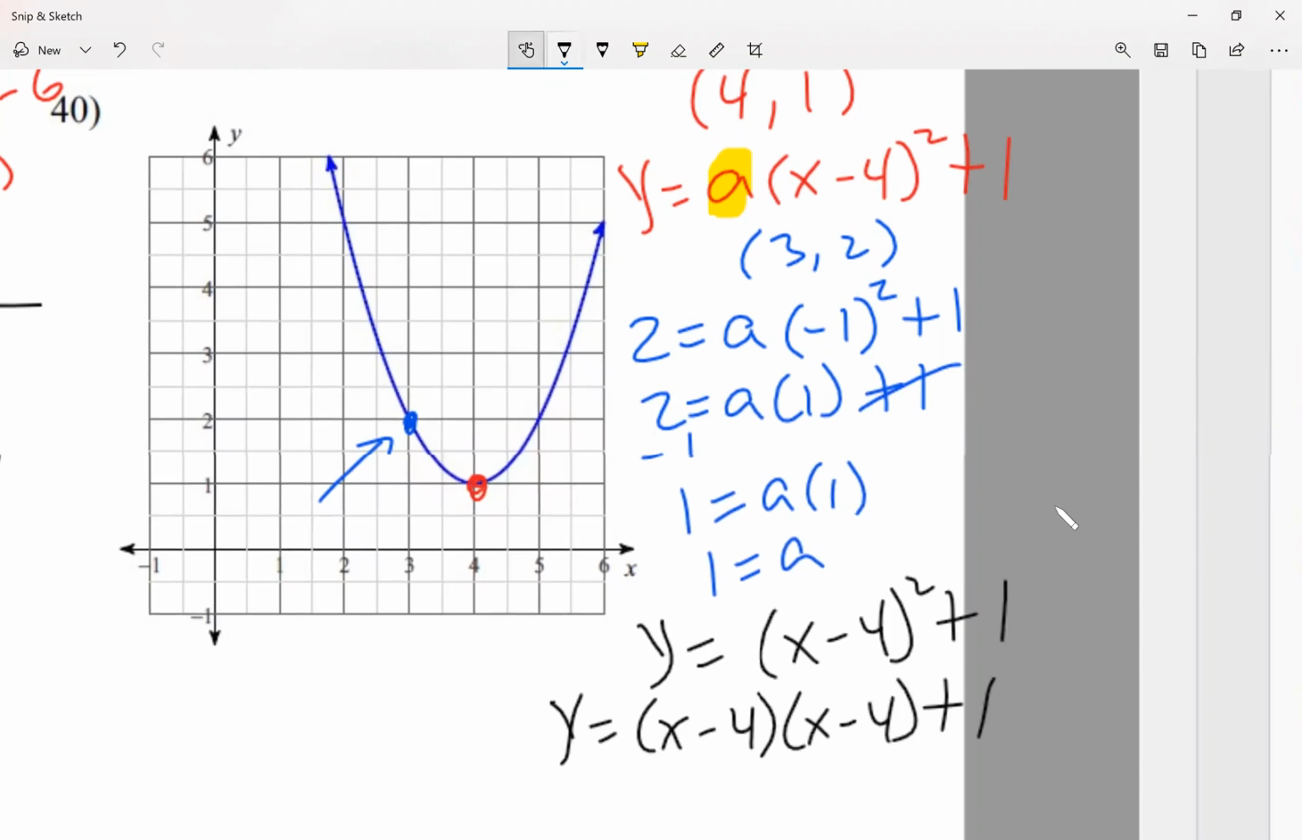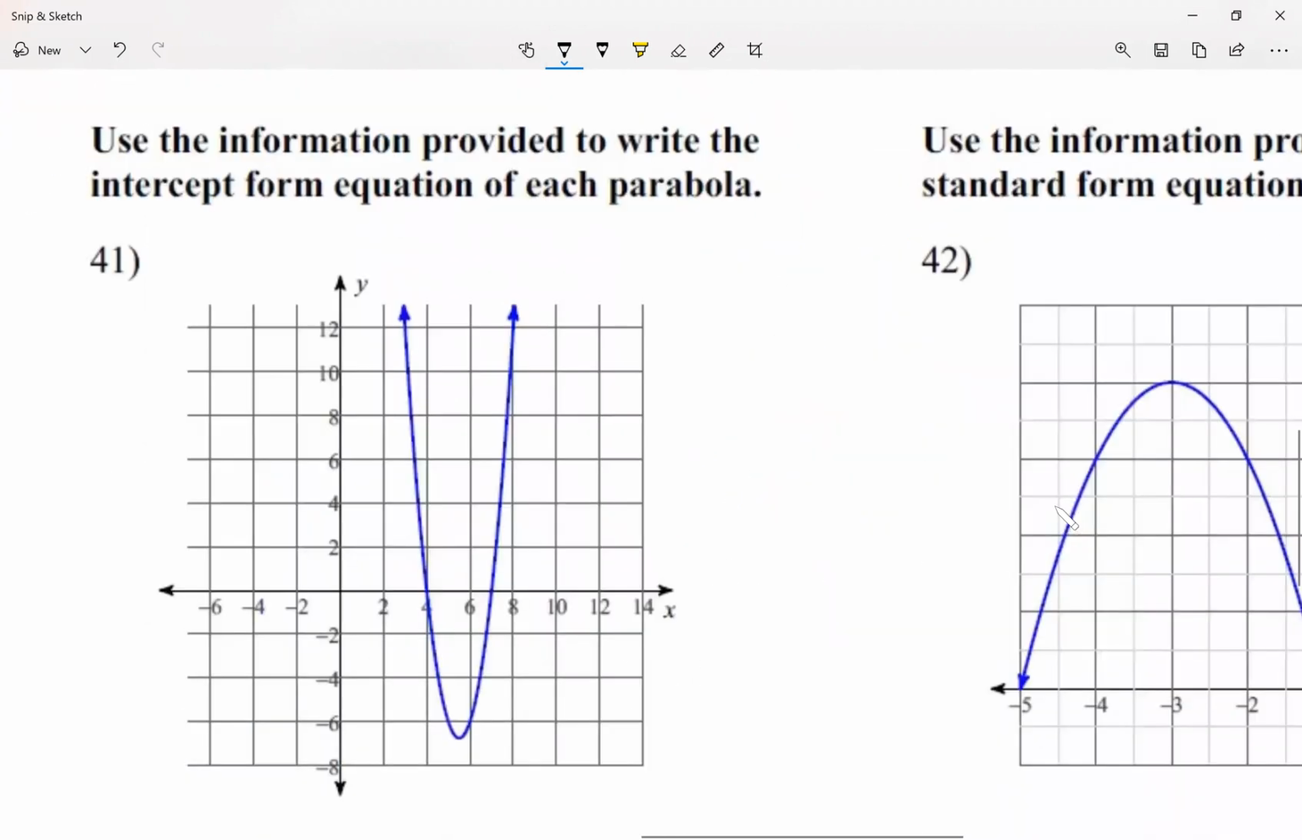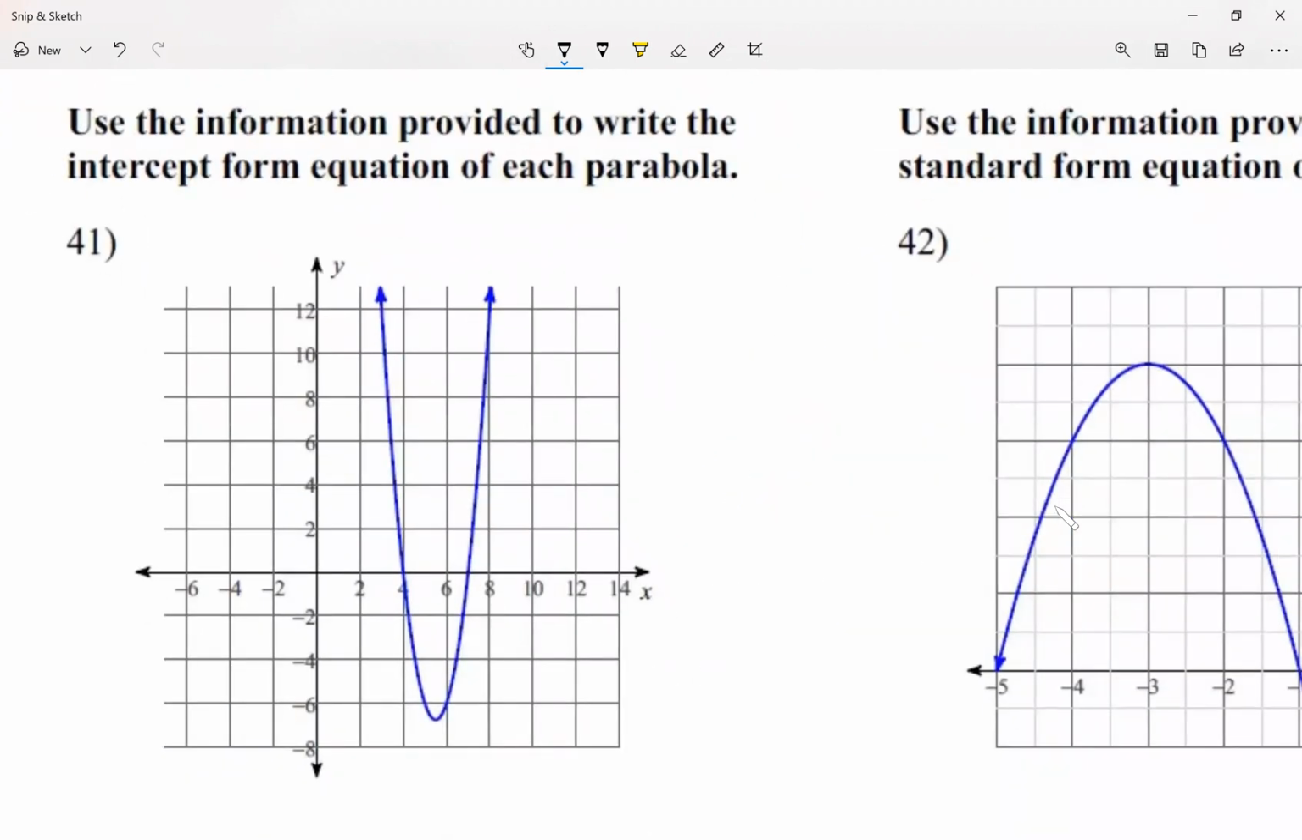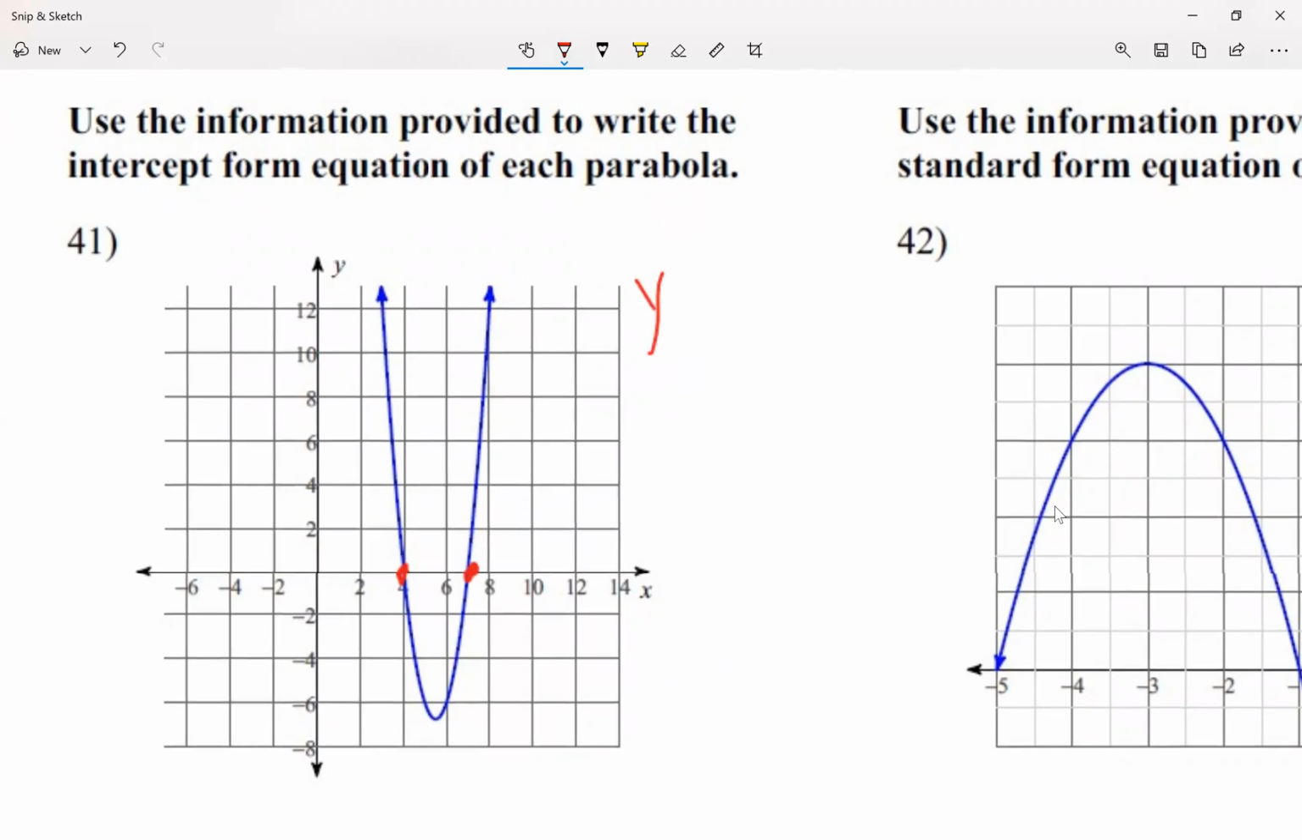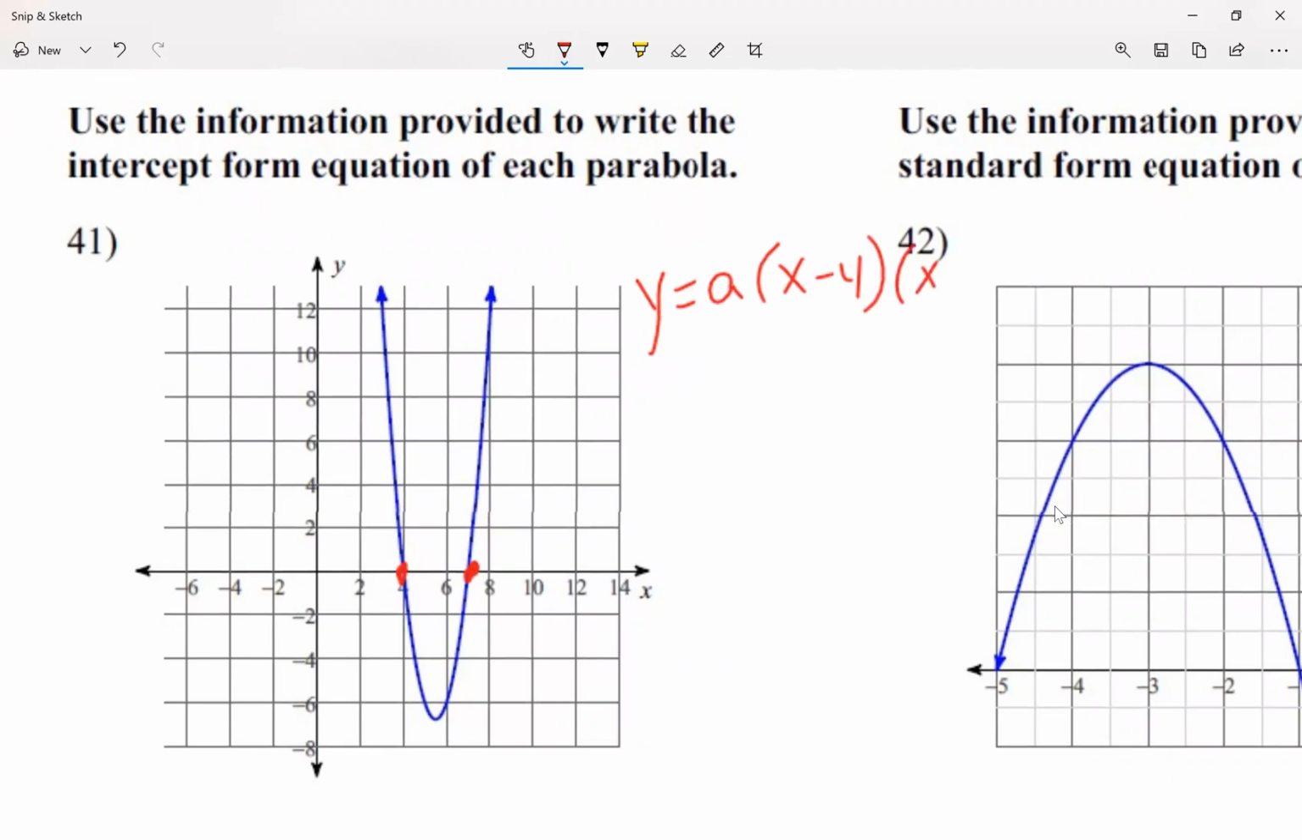Now, let me take a look at number 41. There's the graph. Use the information provided to write the intercept form. I see I crossed the x-axis at 4 and 7. So I know most of my answer. y equals, I don't know a for the aperture, but then I'm going to write (x minus 4)(x minus 7). Don't forget to switch the signs.